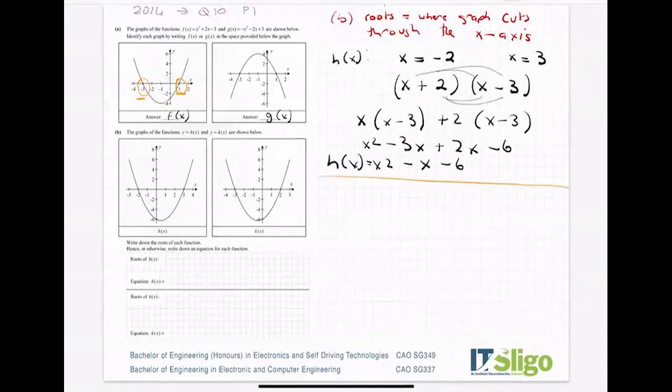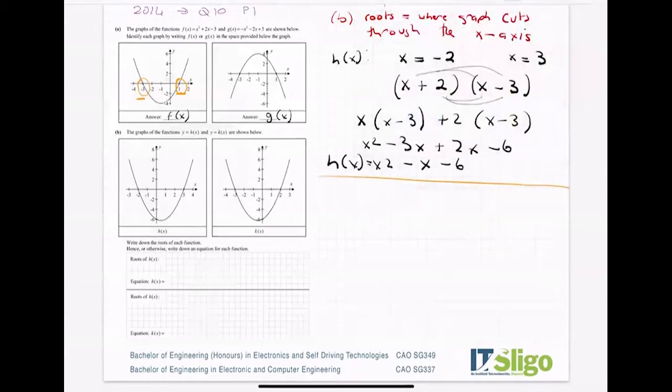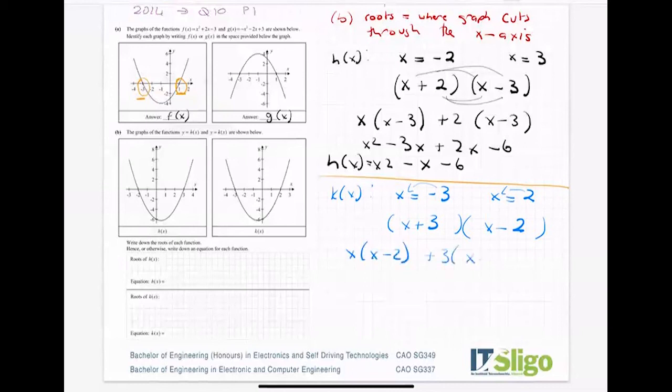Okay, and then you do the same thing for the other one. I'll just switch to blue for the other one. So what are they calling that one? K of x. So its roots are x is equal to -3, x is equal to 2. Form the brackets. He would have come over here to be x plus 3 when it was the factor before I found the roots or solved it. And then I need to multiply it to get the quadratic. Okay, so how am I doing that?